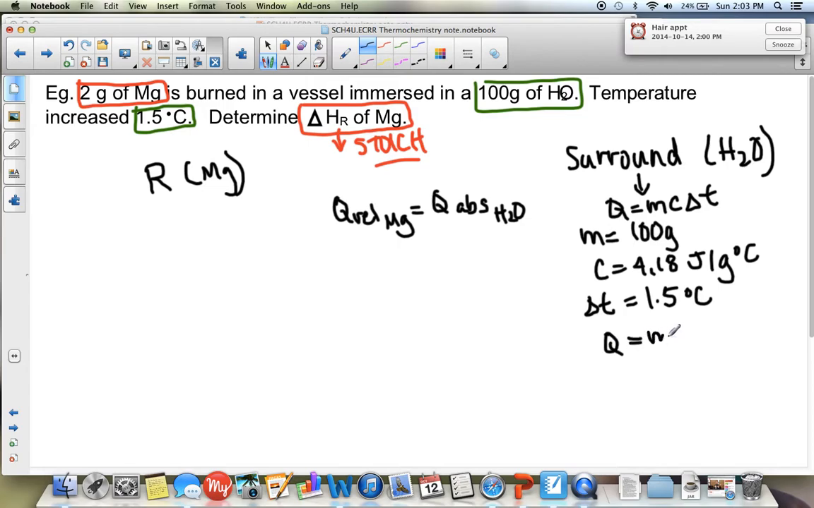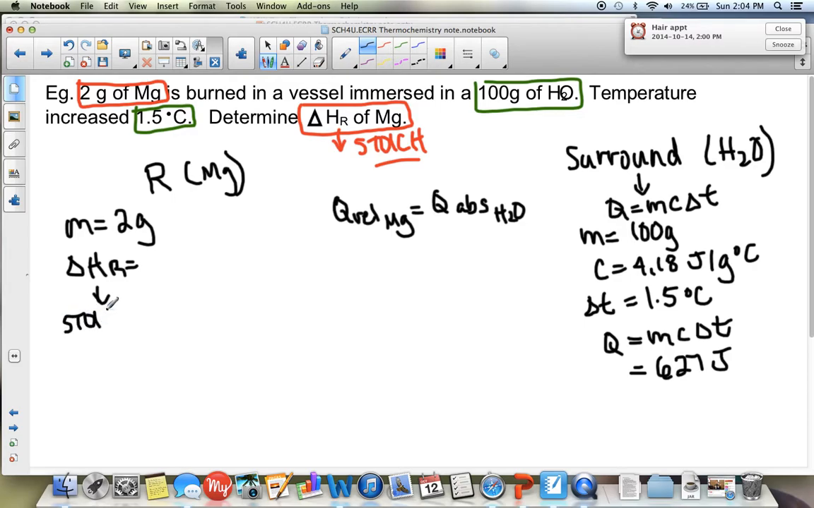So in this case, we can actually calculate our Q. And whenever you're asked for the heat of reaction, you should be able to calculate Q for your surroundings. In this case, it equals 627 joules. Let's go over here. We have a mass of 2 grams, and we're asked for the heat of reaction. Heat of reaction, stoich.